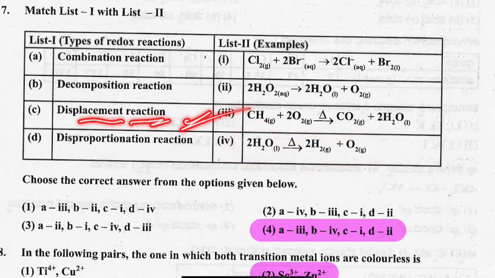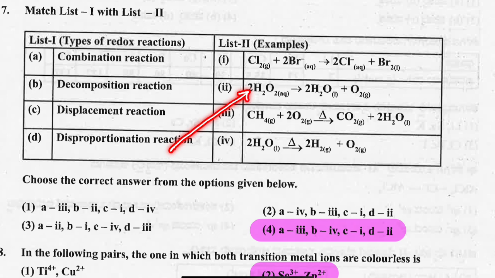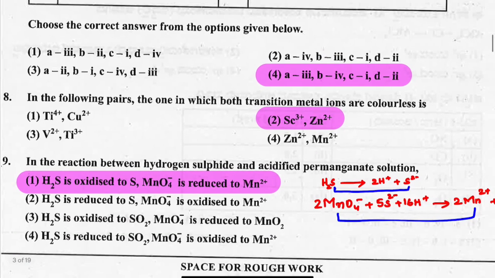Displacement reaction. So you know what is displacement reaction. One atom will be displacing another atom. Disproportionation reaction means simultaneously one molecule will be undergoing oxidation as well as reduction. So here you can see oxygen is undergoing oxidation as well as reduction. Therefore this is disproportionation reaction. So option 4 is the correct answer.